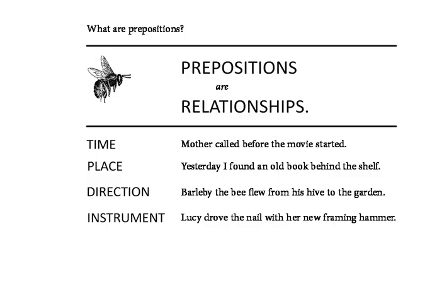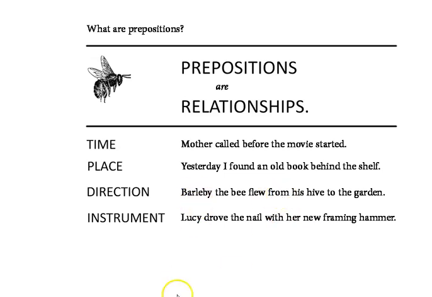So you see, a preposition is really any word that defines a relationship between two things. Like a relationship of time. Mother called when? Before the movie started. That's a preposition. Or a relationship of place. Yesterday I found an old book. Where? Behind the shelf. That's a preposition. Direction. Bartleby the Blue flew from his hive to the garden. That word from, that's a preposition.